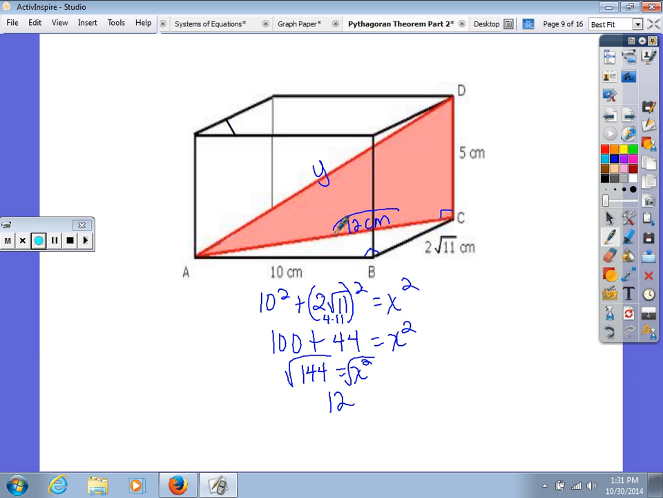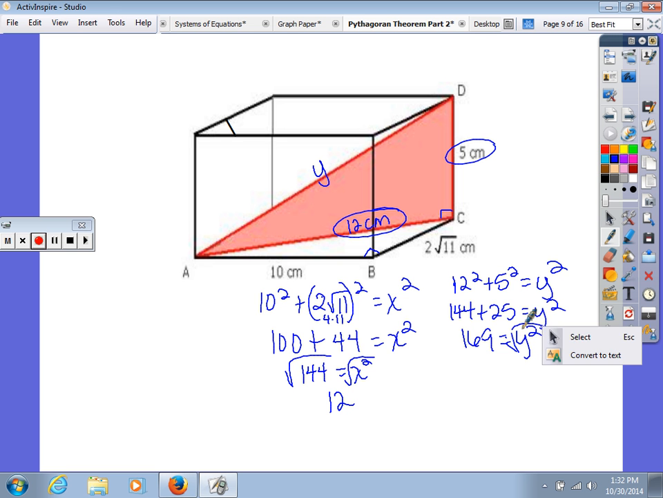Okay, now that I have 12 and now that I have 5, I can easily do Pythagorean Theorem one more time to determine what y is. And that would mean I would have 12 squared plus 5 squared equals y squared. 12 squared is 144 plus 25 equals y squared. And 144 plus 25 is 169. And then if you took the square root, it would be 13.